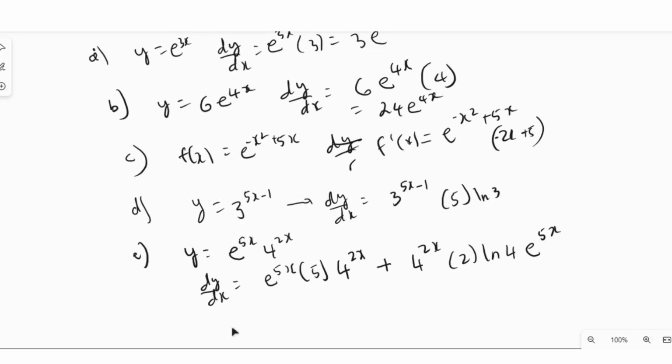So now to simplify this, I have to take the GCF. The GCF will be e to the power 5x and 4 to the power 2x, then I have only 5 left here, plus 2 ln of 4.